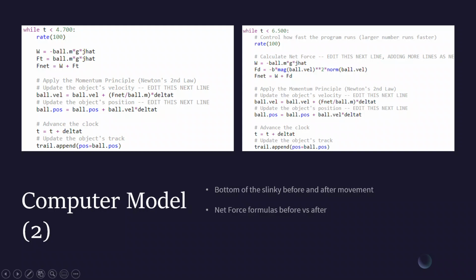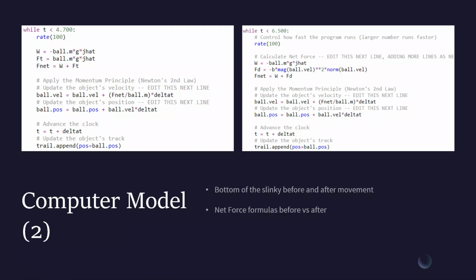So before that, the net force is the weight and the tension force, which is calculated by these two formulas listed, and I used the velocity update and the position update formulas, as well as updating the t, utilizing the delta t. And after the bottom part of the slinky begins to move, the time is basically between 4.7 and 6.5, and that's where the video kind of ends.